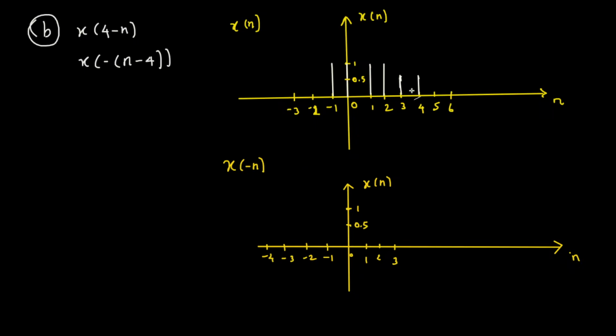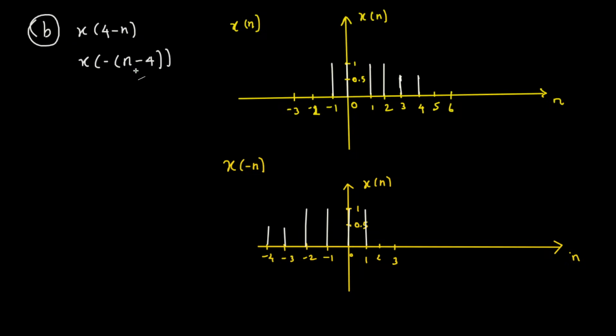So at 4 we had a half, so at negative 4 we are going to have the half right here. At 3 we had a half, so at negative 3 we are going to have half right here. And then at 2 we had a 1, so at negative 2 we are going to have 1. And at 1 we had a 1, so at negative 1 also we are going to have 1. 0 remains the same. And at negative 1 we had 1, so at positive 1 we are going to have 1 right here. This is the flipped version of this.